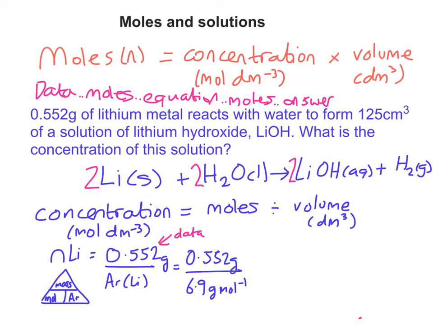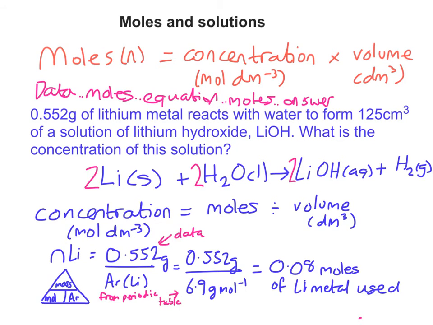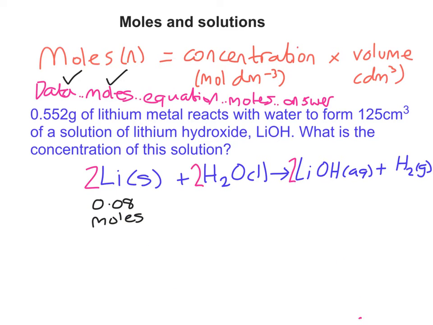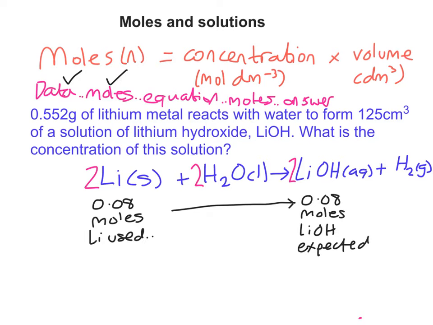relative atomic mass of lithium, or the molar mass as we call it, and looking on my periodic table I know that that's 6.9 grams per mole to the minus 1. So that gives me 0.08 moles of lithium metal used. So now I can use the equation to work out how many moles of lithium hydroxide I would get. And because it's 2 to 2, that's the same as 1 to 1, so you'd also expect 0.08 moles to be made for your lithium hydroxide.